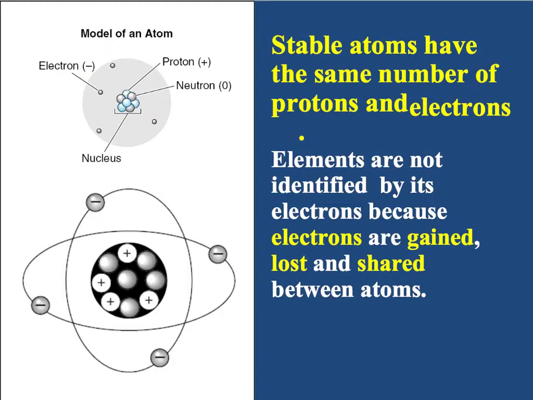And next to it, I want you to write, stable atoms have the same number of protons and electrons. Their protons equal their electrons.